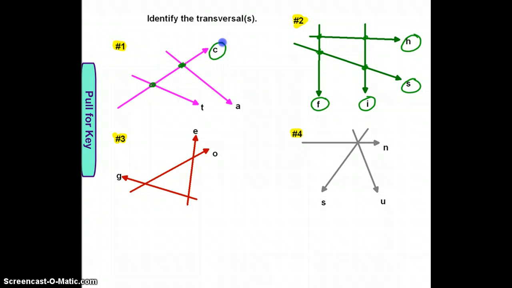When I look at number 3, E is a transversal because it intersects O and G. O is a transversal because it intersects E and G, and again, G is a transversal. However, looking at number 4, line S does intersect lines N and U, but it's at one distinct point. So, no transversals.